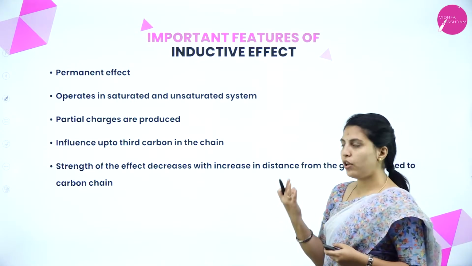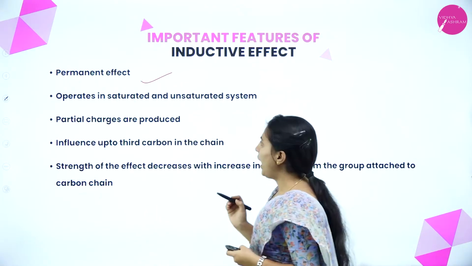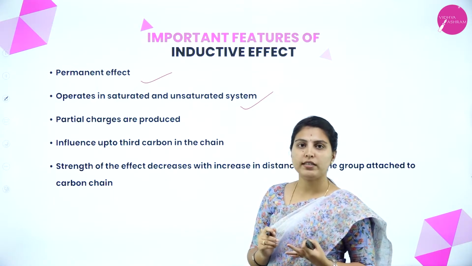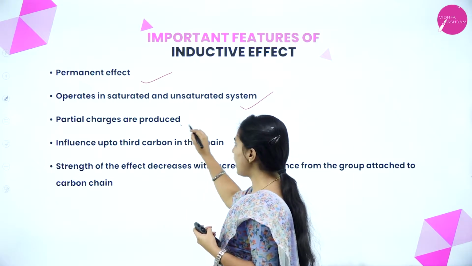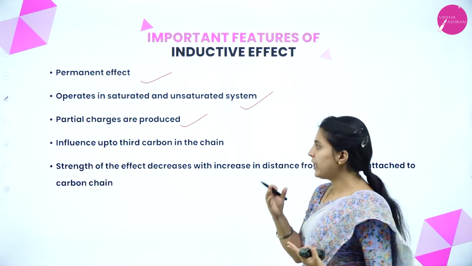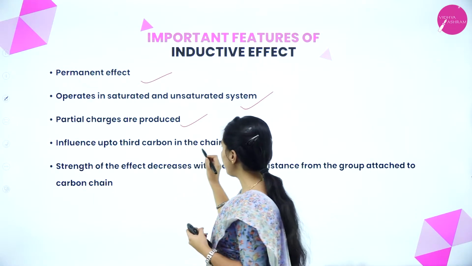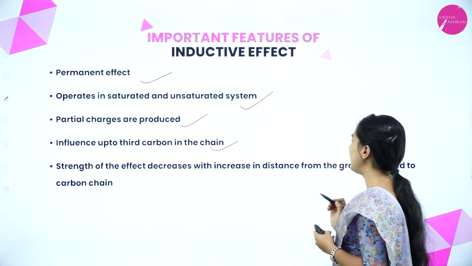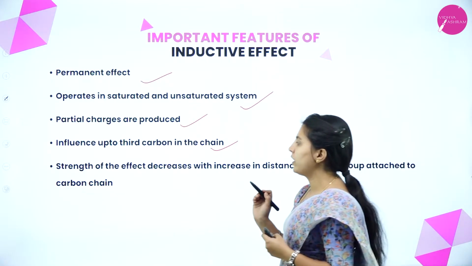The important features of the overall inductive effect are: it is a permanent polarity effect and it operates in saturated and unsaturated systems. Saturated means a single bond system and unsaturated means it may be a double or triple bond system. Partial charges are produced in the plus I and minus I effects. Positive charges and negative charges are produced in the overall inductive effect. The influence goes up to the third carbon in the chain. The strength of the effect decreases with increase in distance from the group attached to the carbon chain.